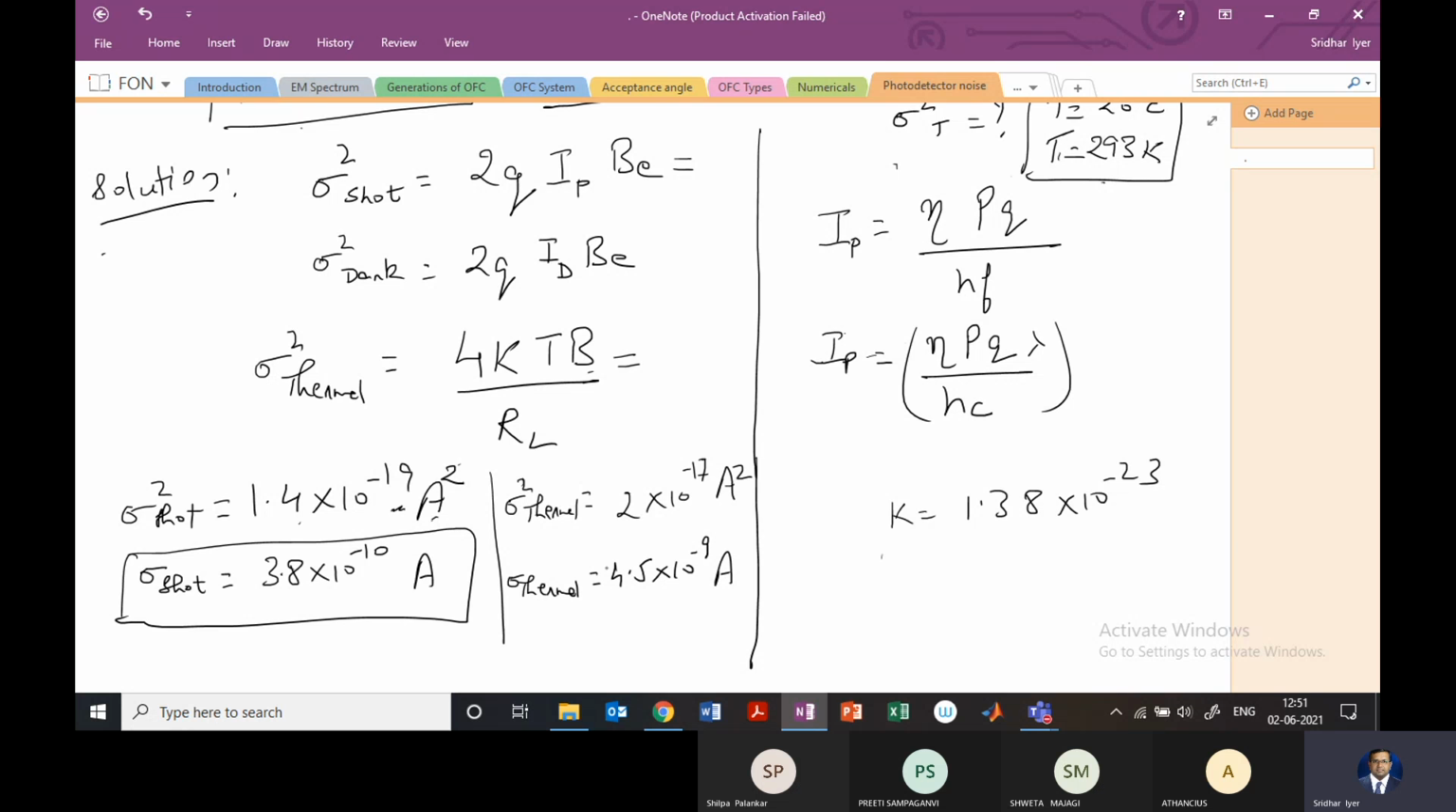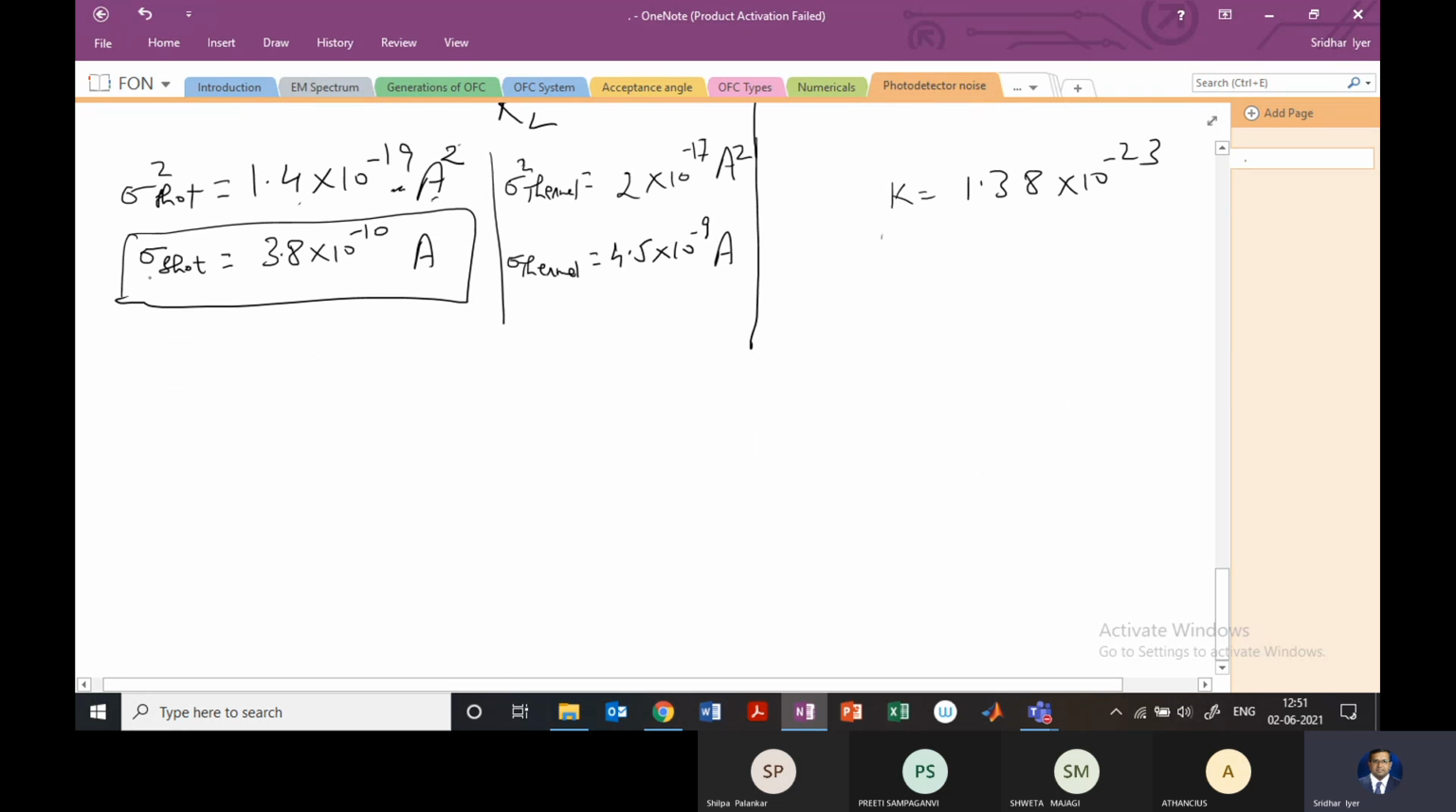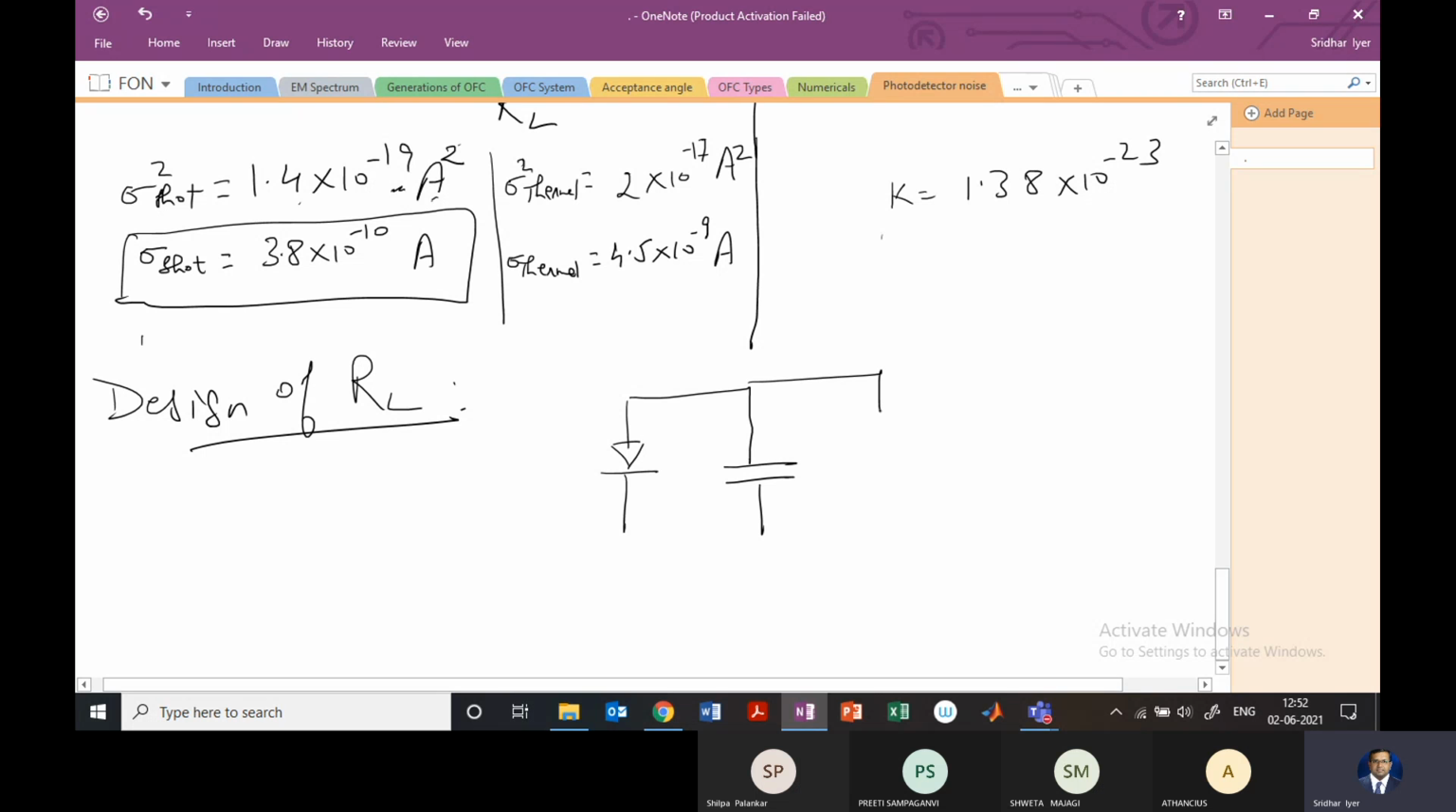Now let's look at another one. There is another factor which comes in, which is to design or choose the value of RL, the load resistance. For that, the usual circuit from electronics which we use has the diode here, then the capacitance, the load resistance, then another capacitance, and finally this all goes towards an amplifier. So this is the basic circuit that we have from electronics.